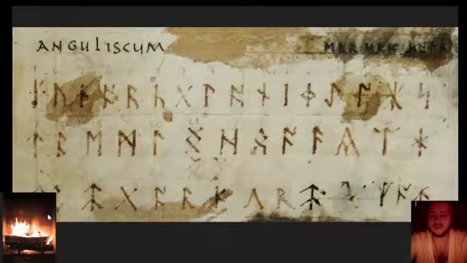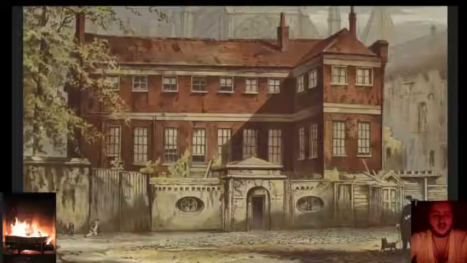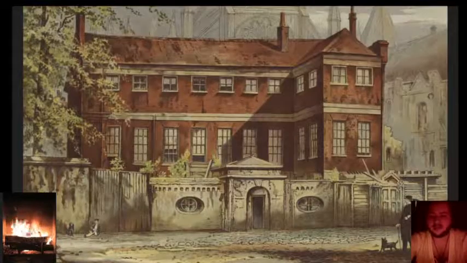So, where's the rune poem? How do we have it? So the rune poem was in a manuscript. Keyword was. That will make sense momentarily.